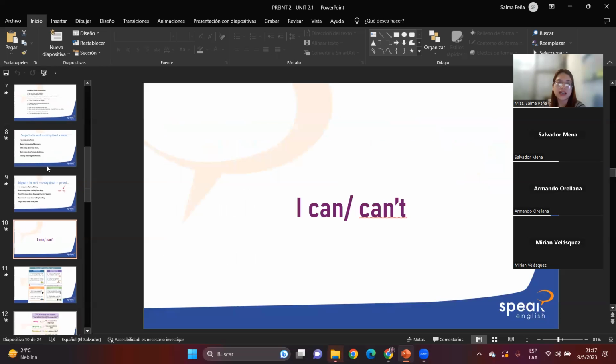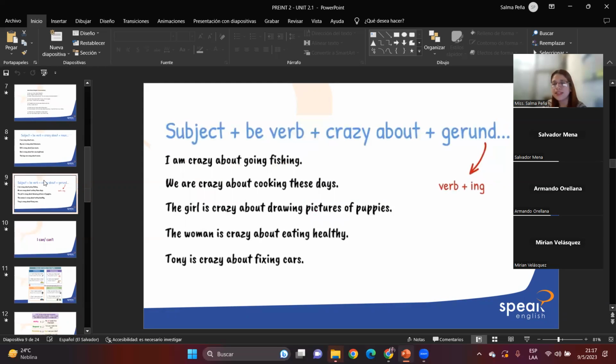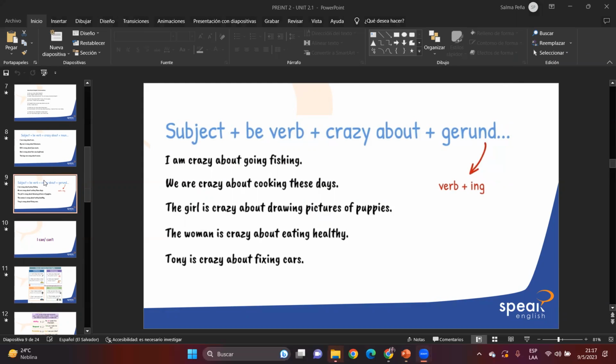Okay. Do you have a question with this structure? To be crazy about something? Or is it clear when you have to use it? ¿Vamos bien con esto? In which situation do you have to use it? ¿En qué situaciones los tenemos que usar? Is that okay? No.